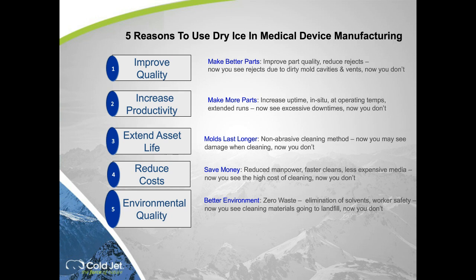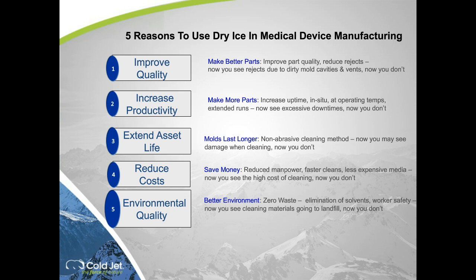Because you can see some rejects due to fouled cavities, clogged vents, and now you will not, because this will make it so much easier to do. It is much faster, so you can make more parts. You will improve your productivity using dry ice in manufacturing processes, whether you're molding or subtractive manufacturing, machining parts and post-deburring them.